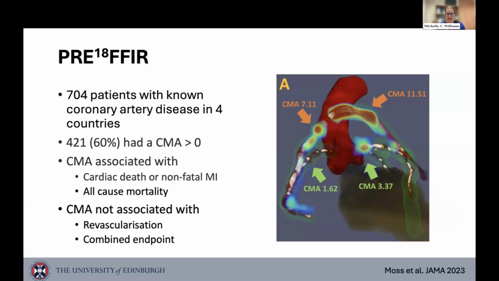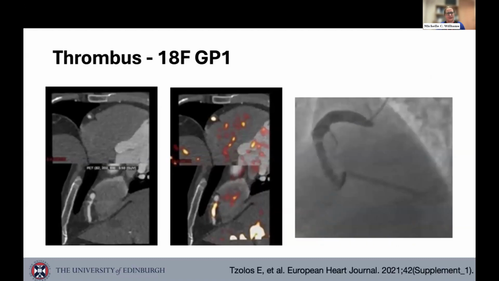And we've gone on to look at that in a multi-center study led by David Newby, looking at 704 patients in the PREFER study and looking at microcalcification activity across the entire coronary tree, the CMA. This was associated with cardiac death, non-fatal myocardial infarction, and all-cause mortality, but not with revascularization. So calcification plays an important role in these active plaques.